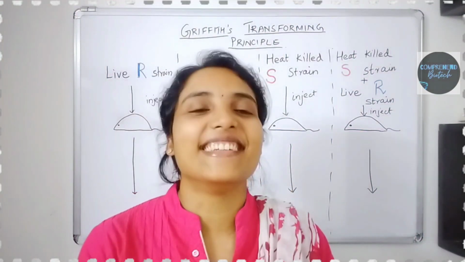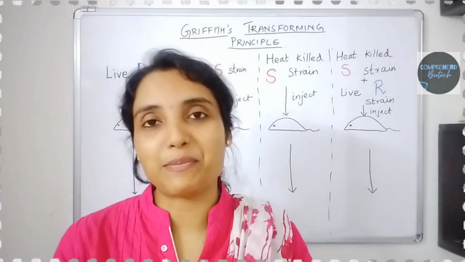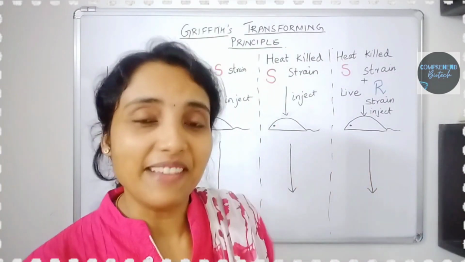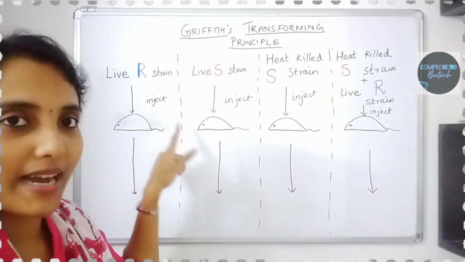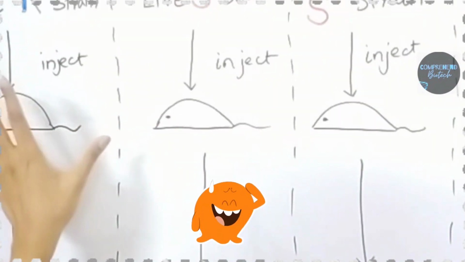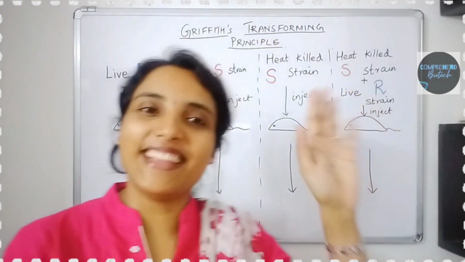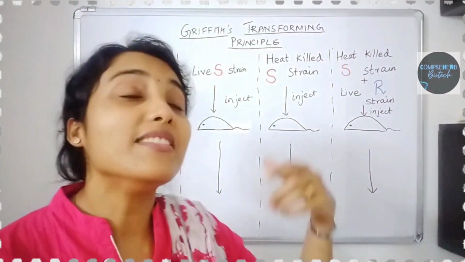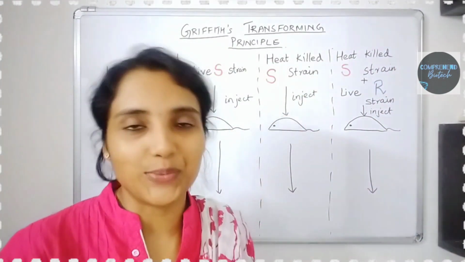So let us understand what Griffith's experiment on discovering the transforming principle was by looking at this little whiteboard behind me, where a structure has been drawn which represents a mice. So please keep in your imagination that this is a mice, okay? There are 4 sets of experiments that Griffith actually did, and we will see what he did in each set, okay?